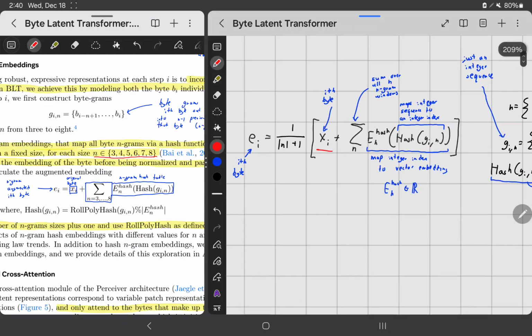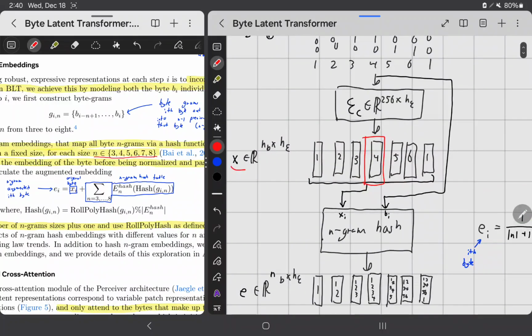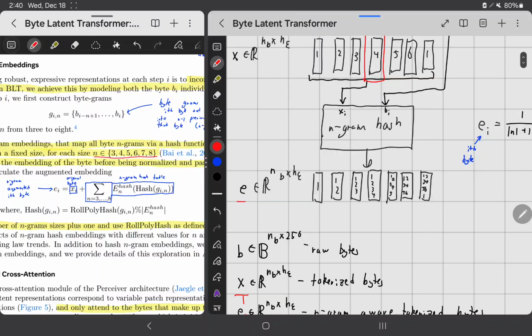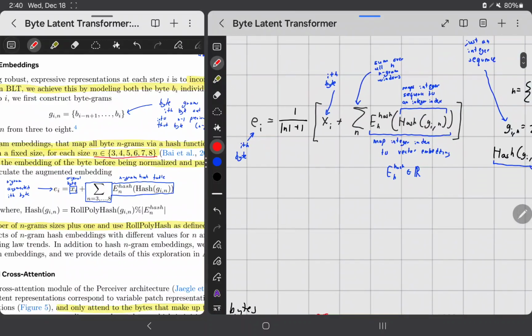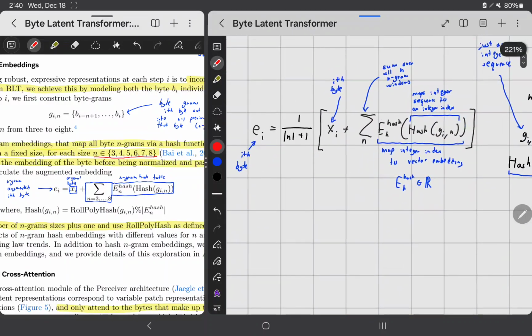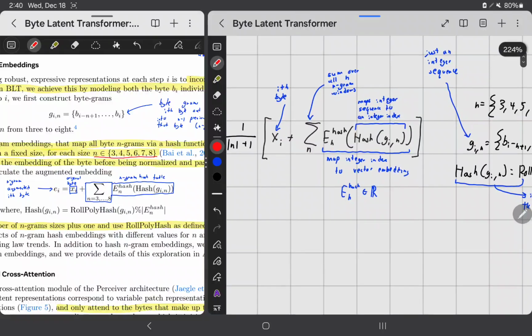Basically, let's say we have our token, x_i, where i is the ith token in the sequence. x is our embedded form, and e is going to be our n-gram informed embedded form of the token. And what we can do is take several n-grams, and specifically they choose n-grams of size 3, 4, 5, 6, 7, and 8, and hash them.